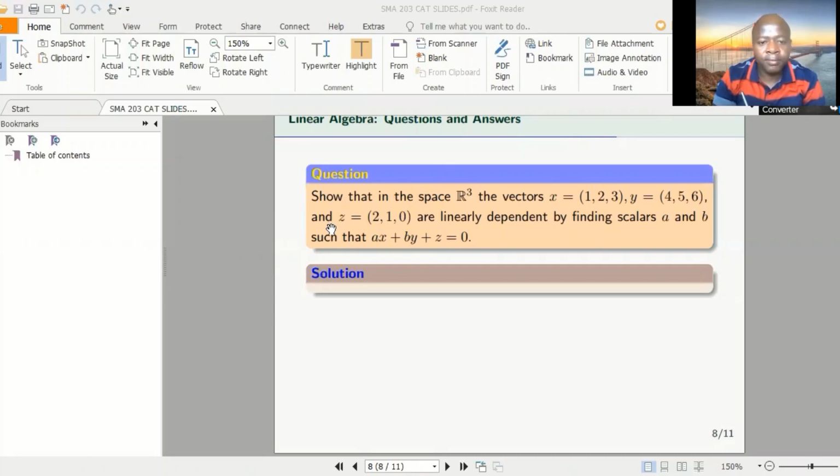Here is the question: show that in the space R3, the vectors x, y, and z are linearly dependent, by finding the scalars A, B such that ax plus by plus z is 0. And this is a very important question here. As you will see how I'll tackle it towards the end, you'll see how important this question is.